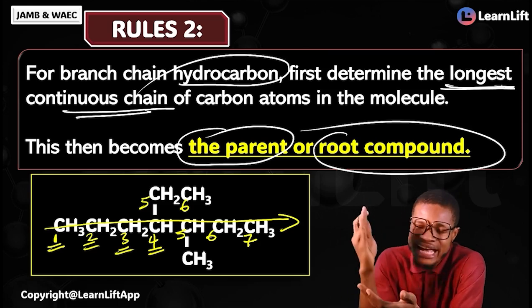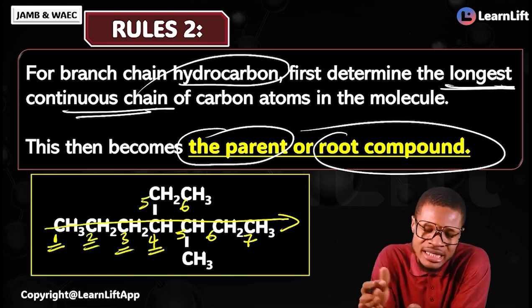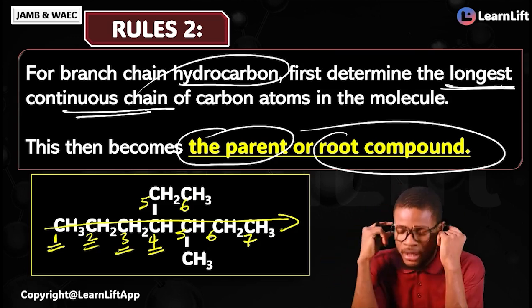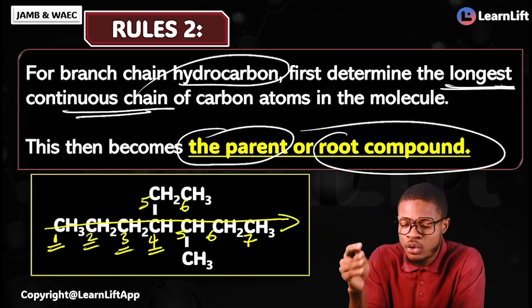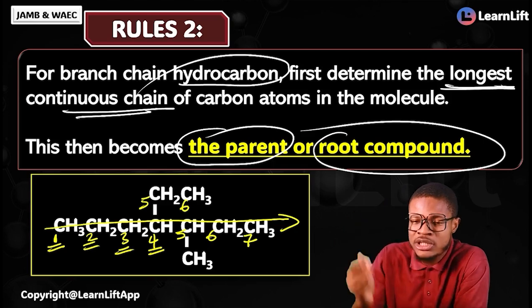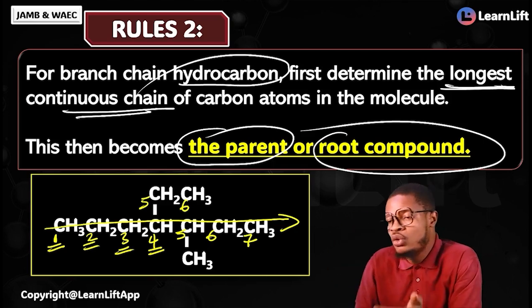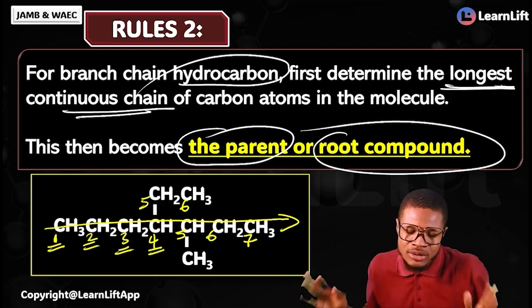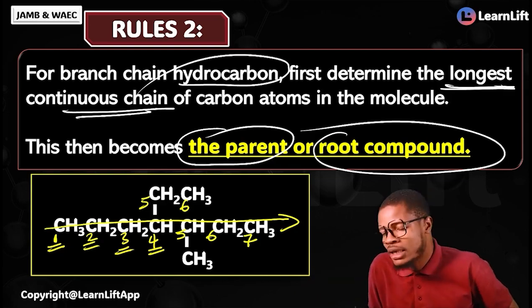Locate the longest possible continuous chain. That's rule 2. Everybody wants to go. What's the rule that you must know here? Locate the longest possible continuous chain. Whether it is a straight chain or a branch, the one that is the longest, that's the one that counts, and that's 7 there. Okay, let's go.